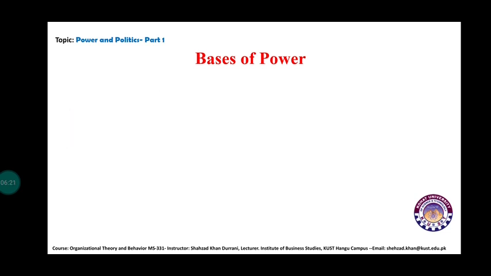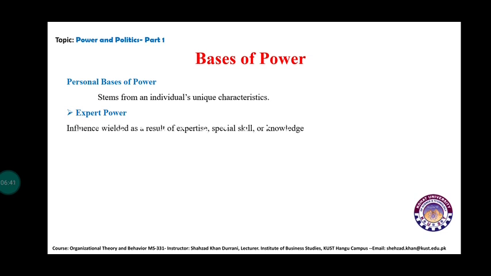The other kind of power that we have is called the personal basis of power, the other category. It stems from an individual's unique characteristics, which is why it's called personal basis of power. It includes expert power, which is influence wielded as a result of expertise, special skills or knowledge, the skills, expertise or knowledge you have.